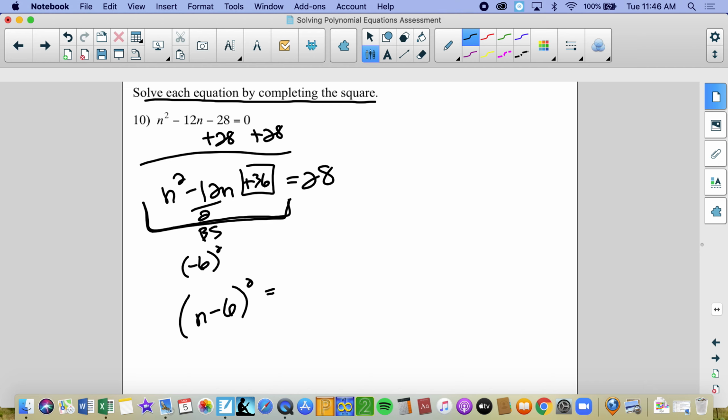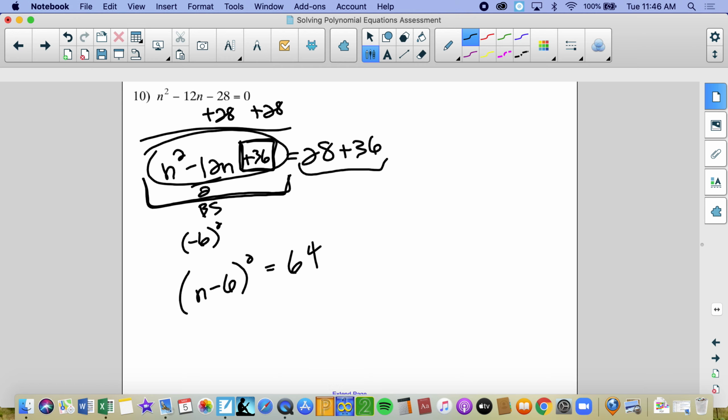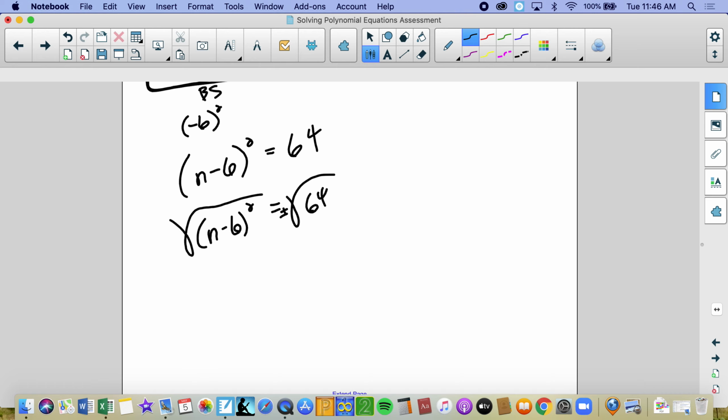So I like that. But since I placed 36 on the left side that wasn't there before, I have to balance the equation. I can't just add 36 to the left side. I have to do it to both sides. So after I factor this to n minus 6 quantity squared, I have to combine these 2 values, and that'll give me 64. Now I like this because I can take the square root of something being squared, and if I square root the left side, I have to square root the right side. That will give me n minus 6 equals plus or minus 8.